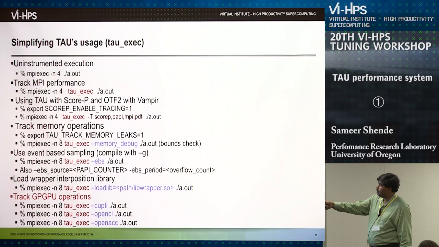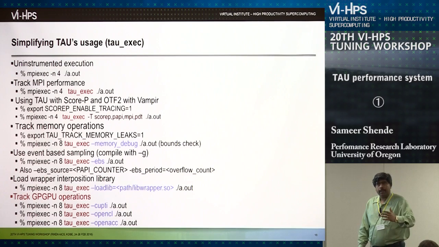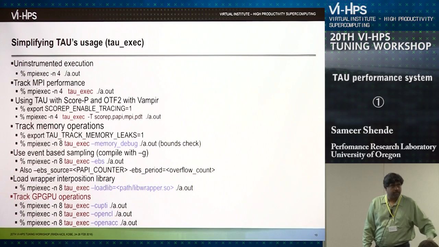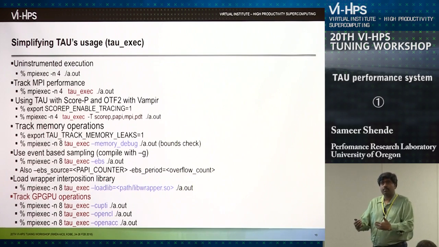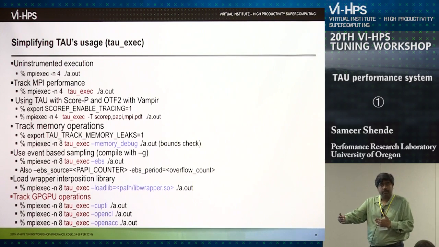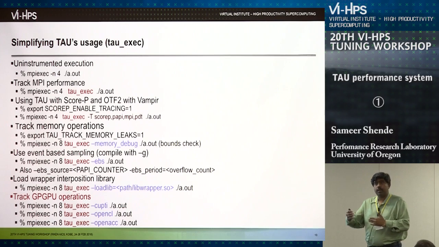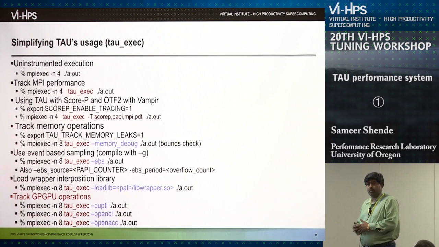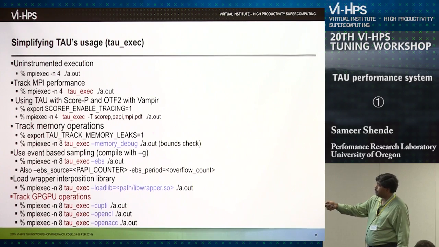And if you just launch it with tau exec, it shows you the MPI performance. So you can see what was the time spent in my application versus the time spent in all the MPI calls. You can enable a number of other flags such as memory debugging or event-based sampling.